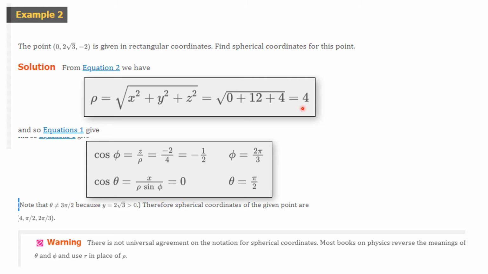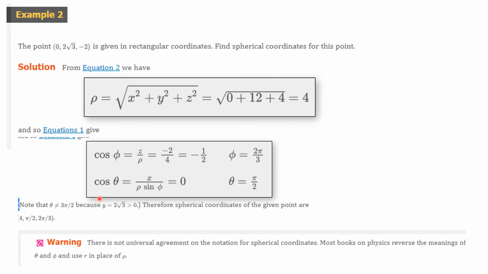Well, we know that z is equal to rho cosine phi, so that means that the cosine of phi is equal to z over rho. And so this is going to be minus 2. We know z is minus 2 from up there, and rho is 4. So we get minus 1/2. And now we have to not specify just cosine of phi, though. We have to use the inverse cosine. And we know that the inverse cosine of minus 1/2 is 2 pi over 3.